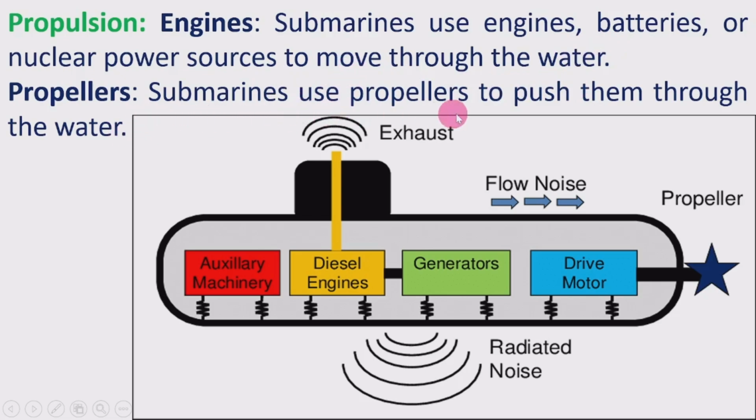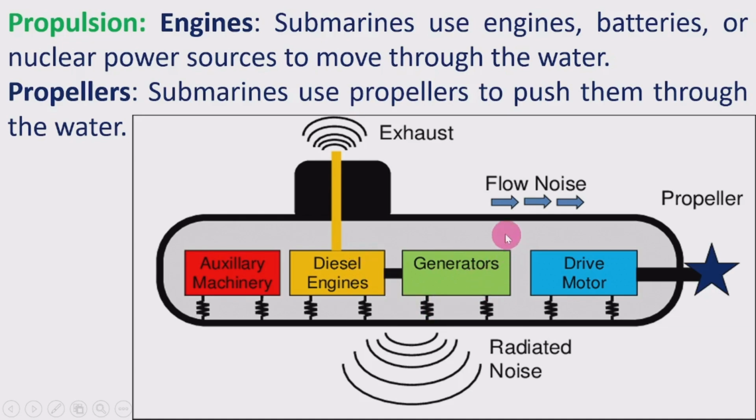Propellers: submarines use propellers to push them through the water. Similar to a ship, the propellers are used to travel inside the water under submerged conditions as well as on the surface. The power required is supplied through a drive motor. And for the drive motor, the power is supplied either through diesel engines, batteries, or nuclear-run turbines. Thereby, electricity is also generated from that.